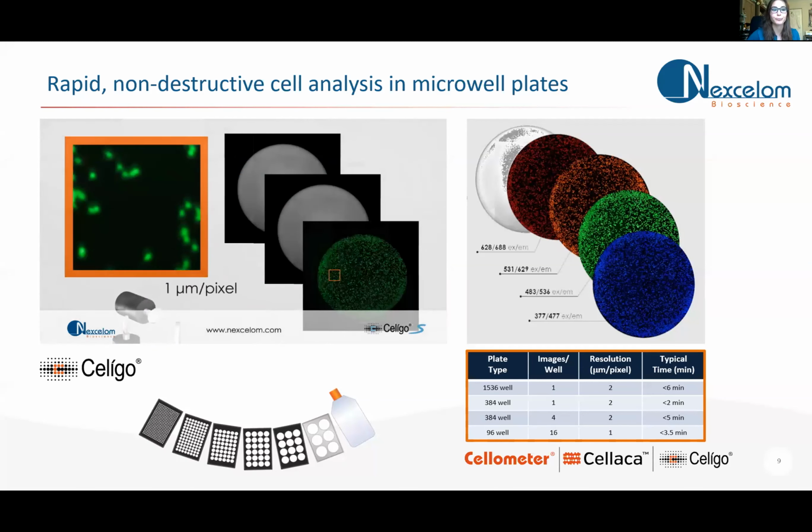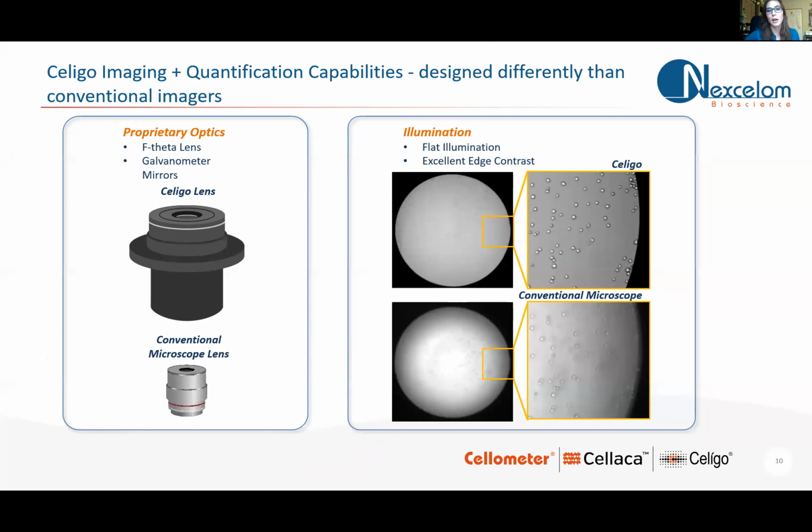So using this proprietary set of optics, which is actually an F-theta lens and a platform of galvanometer mirrors, you're able to move those light beams around the edge of the well and capture these very flat illuminated well images. As you can see here, this is very distinct to that of a conventional microscope, where you often get that donut illumination and you lose edge contrast at the edge of that well. This is critical for cells that often like to congregate along the well edge, because it'll enable you to sample your entire population of interest as opposed to just a few representative fields of view.